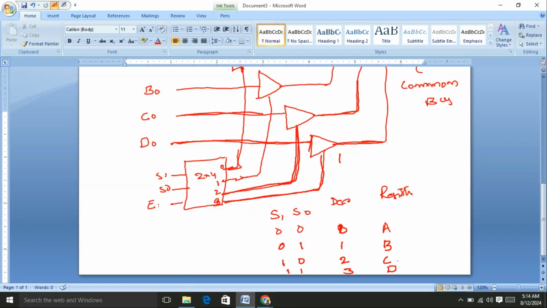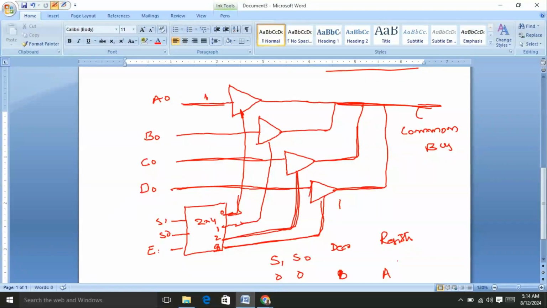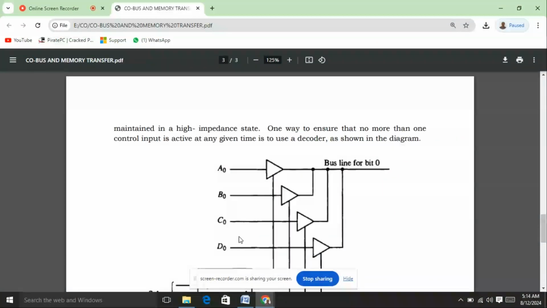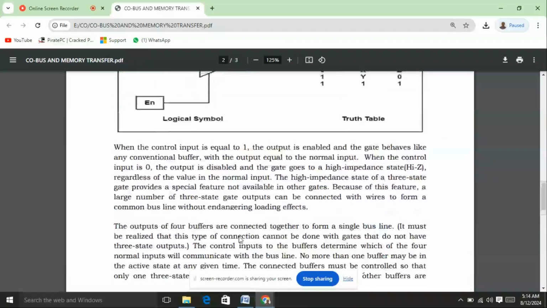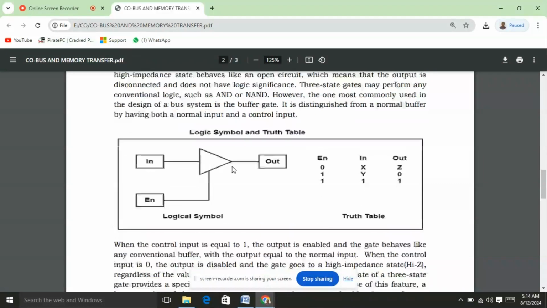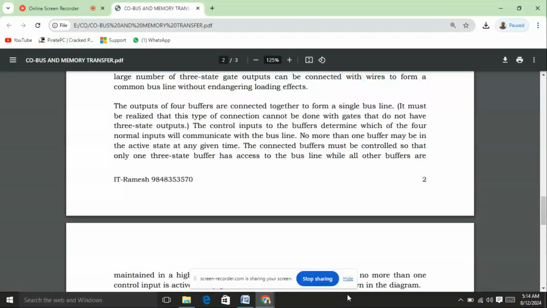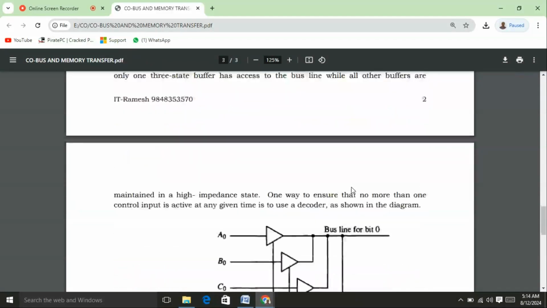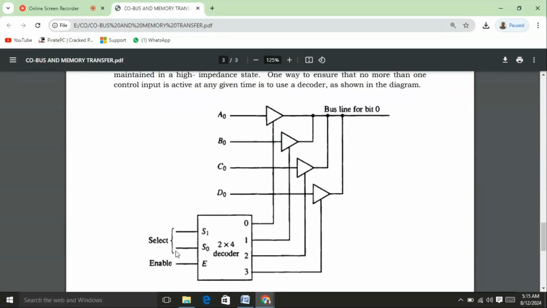Okay, friends, I hope you can understand this one. Please consider, here we are using a 2 by 4 decoder. I show the diagram also. Please carefully observe the document. This is the document I am going to submit. So this is the structure of the three-state buffer actually, and this is what we are going to explain. Here I am going to use a 2 by 4 decoder.